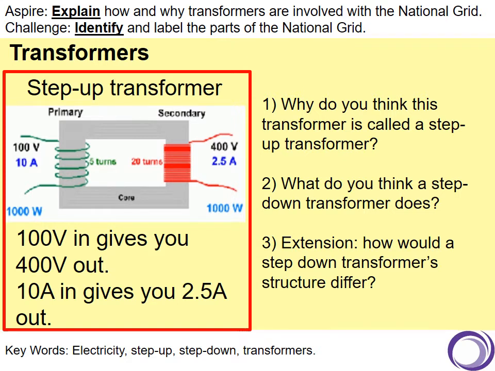Okay, let's take a closer look at transformers. So on the left-hand side in the red box, we've got a step-up transformer. We can see that 100 volts goes in and it gives you 400 volts out. 10 amps goes in and it gives you 2.5 amps coming out the other side.